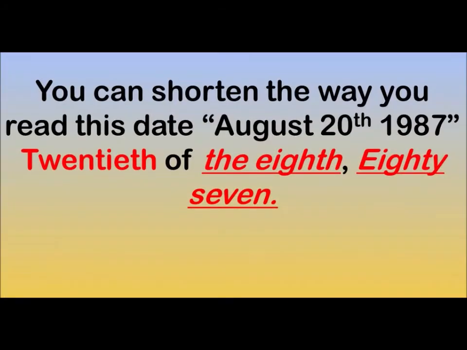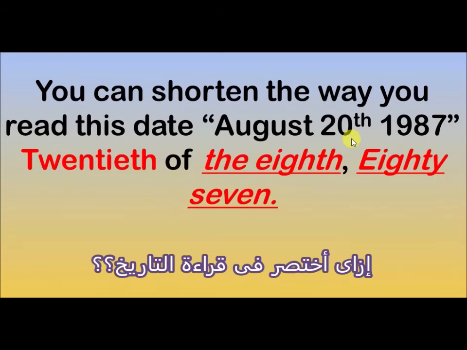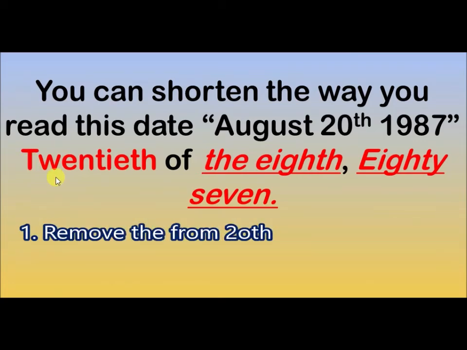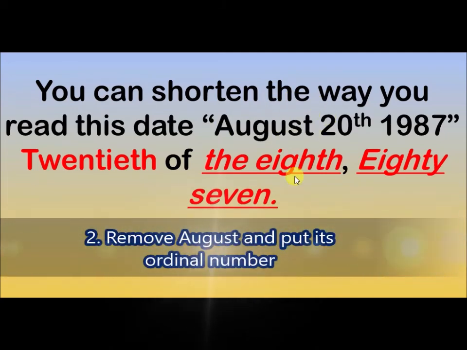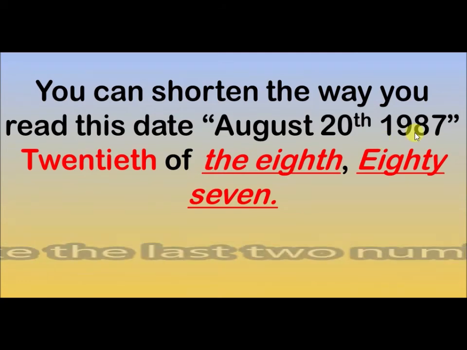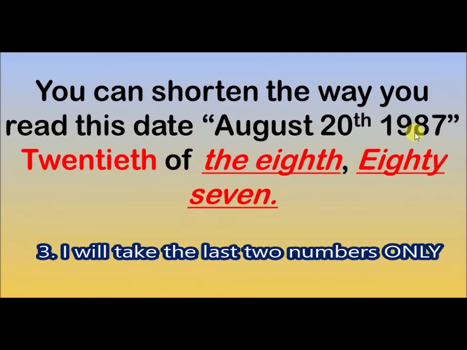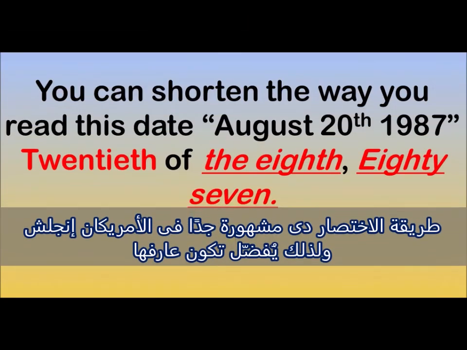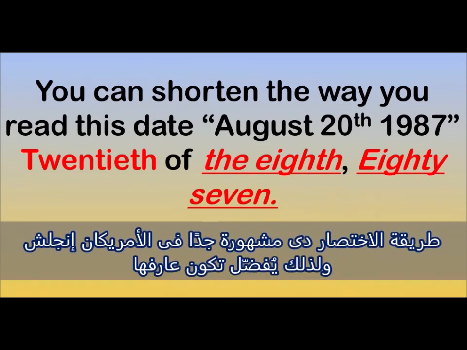Right now, we are moving to the last part of this video, which is how you can shorten the way you read dates. Here, guys, I can say 20th of the 8th, 87. What did I do here? Number one, I removed the, so I didn't say the 20th. Number two, I removed August and I put the ordinal number for number 8, which is the 8th. And in the year, I didn't use 19, I just kept the last two numbers in reading. This way is very common in spoken American English and you can find it a lot, so it's preferable to understand it.